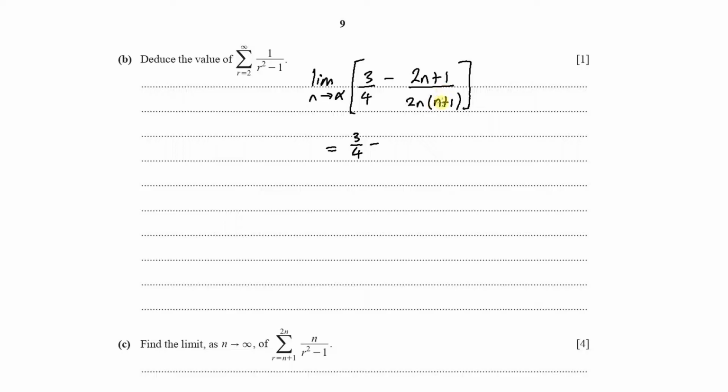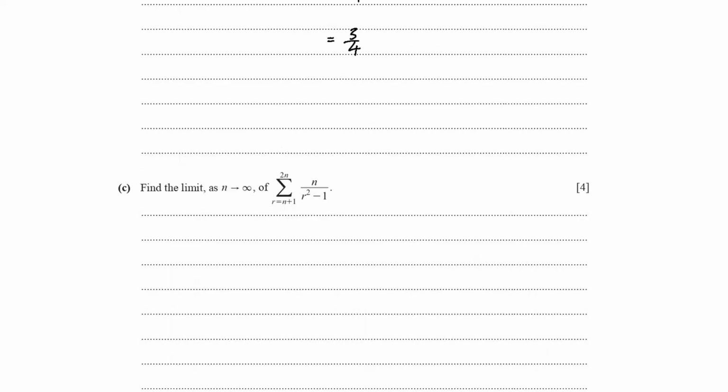as n approaches infinity, you can see that the denominator will increase at a much faster rate than the numerator as n increases, making this whole algebraic fraction here approach 0. So eventually we will get 3/4 as our answer. Let's move on to part C.